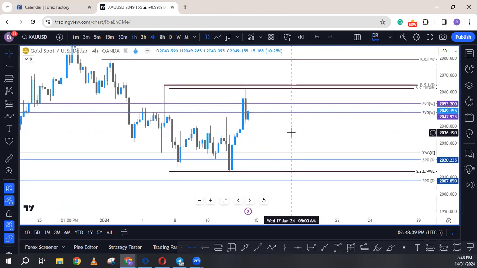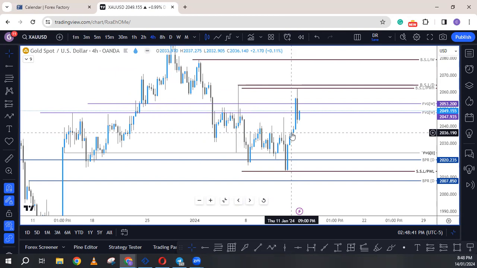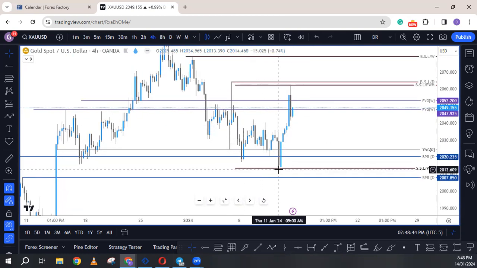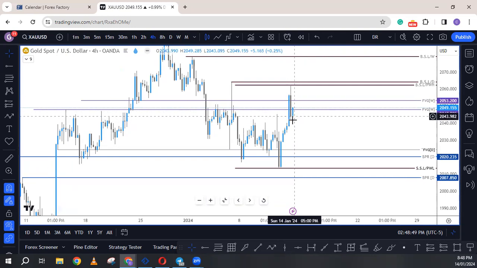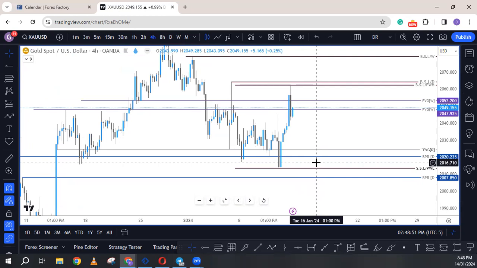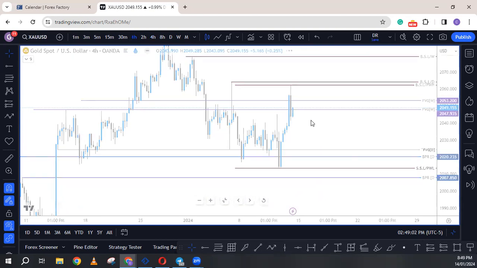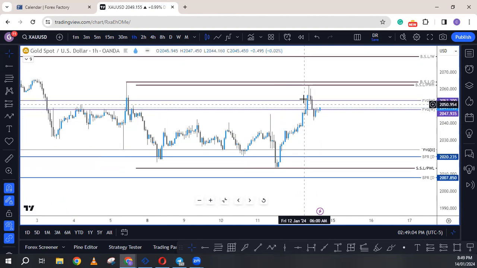gold is like in a range of sorts, but it's making new lows. It's not making new highs. So there is a possibility that this may still tilt to the downside. That depends on what they do here. Let's look at it on the 1 hour. If you look at it on the 1 hour, we already have a swing high here. But this high has been broken above.